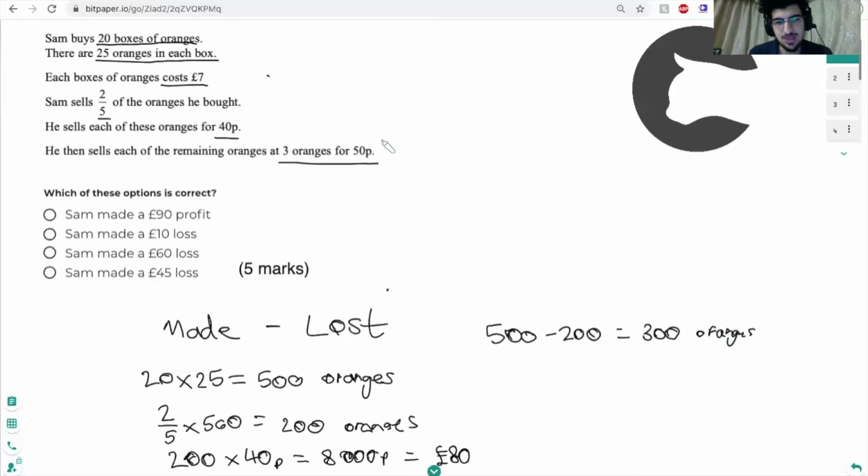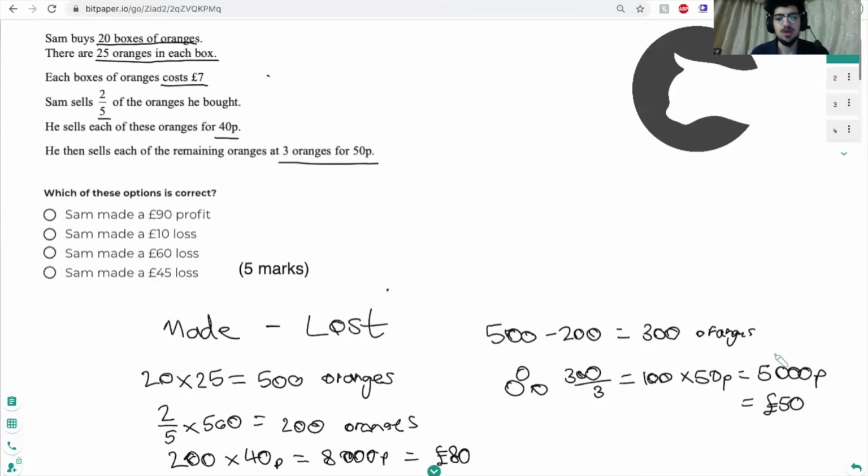Now, if Sam sells 3 oranges for 50p, what we need to do is take these oranges and divide them by 3, so as to say that we can calculate how much he's making for every 3 oranges, and multiply that by 50p. So 300 divided by 3 is going to give us 100. And if we multiply that by 50, that's going to give us a total of 5,000p. Which again, we can turn into pounds just to make it a bit more manageable.